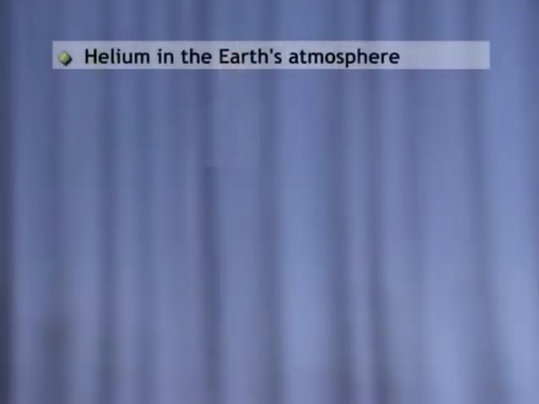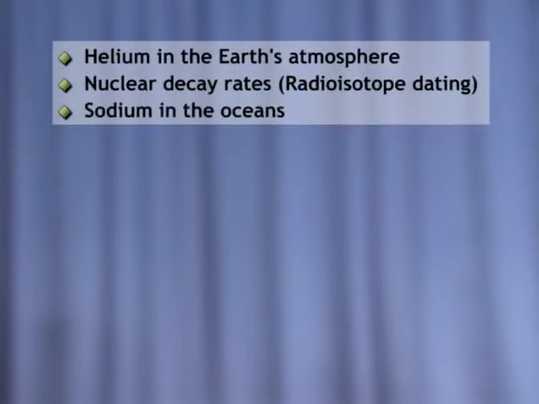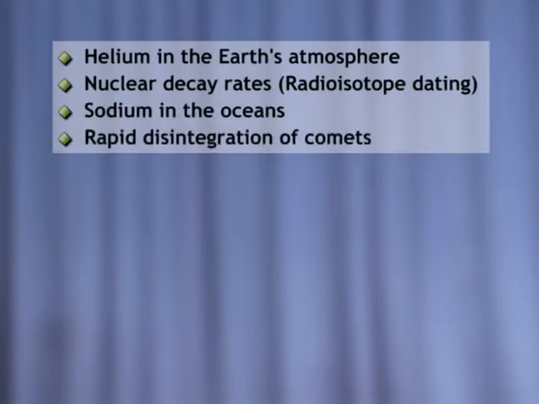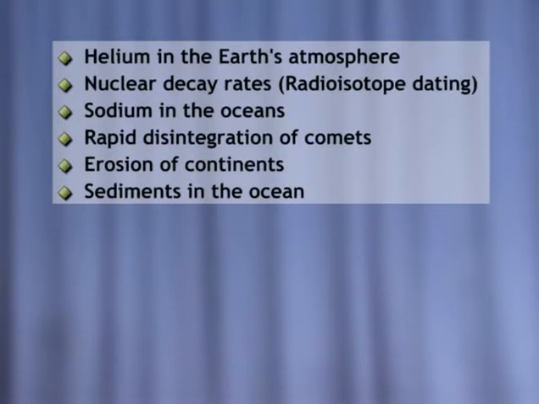For example, we talked about helium in the Earth's atmosphere. Nuclear decay rates we've seen. There's not enough nuclear decay rate to have gone on for billions of years. If there was, we should not find all that helium in the granite rocks. Sodium in the oceans: there's not enough sodium in the oceans for billions of years. Rapid disintegration of comets shows this solar system can't even be that old. Erosion of the continents: if the erosion rate is going on like it is today, all these continents should be flat, but they're not. Sediments on the ocean floor show the Earth is not that old.